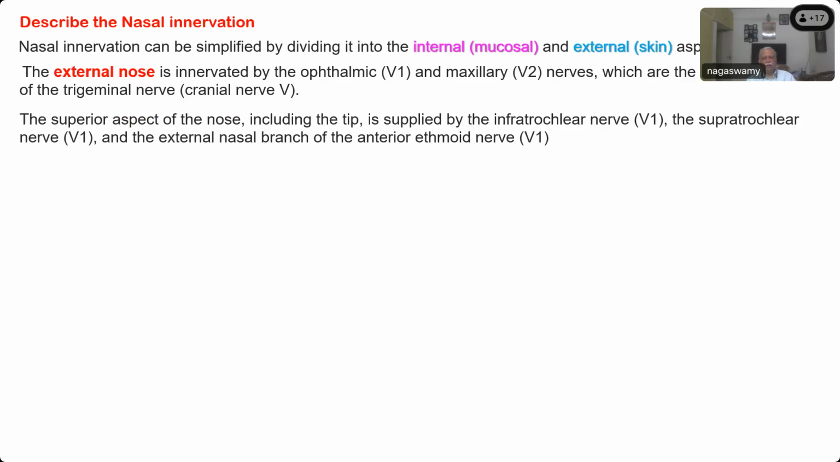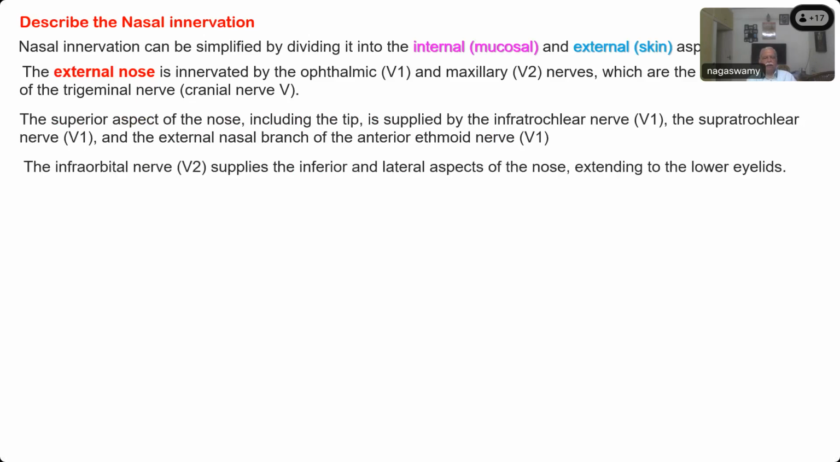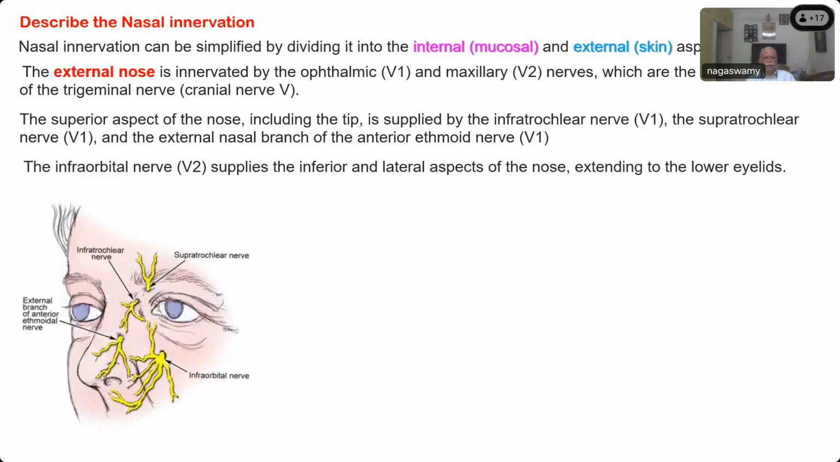So the ophthalmic division gives rise to three branches. One is infratrochlear, supratrochlear, and the external branch of the ethmoidal nerve. Whereas the infraorbital nerve, which is a branch of the maxillary nerve, supplies the inferior and lateral aspects of the nose, extending to the lower eyelids. So this is the picture.